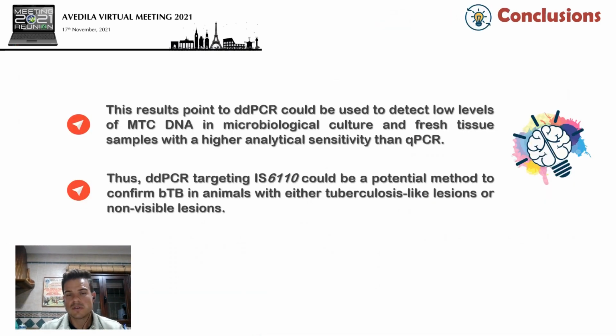Finally, we could conclude that these results point to digital PCR being able to detect low levels of Mycobacterium tuberculosis DNA in microbiological culture and fresh tissue samples, with a higher analytical sensitivity than real-time PCR. Thus, digital PCR targeting IS6110 could be a potential method to confirm bovine tuberculosis in animals with either tuberculosis-like lesions or non-visible lesions.